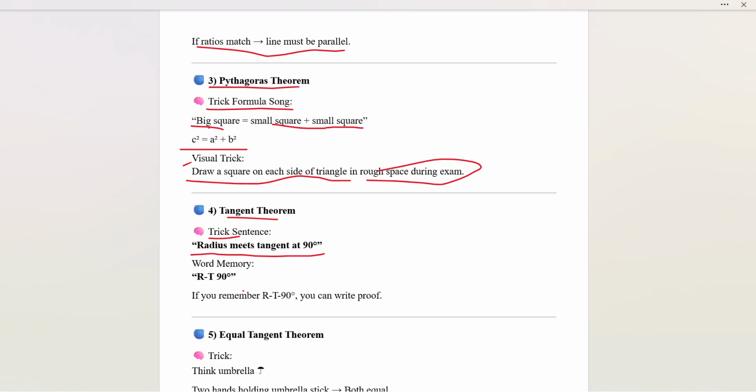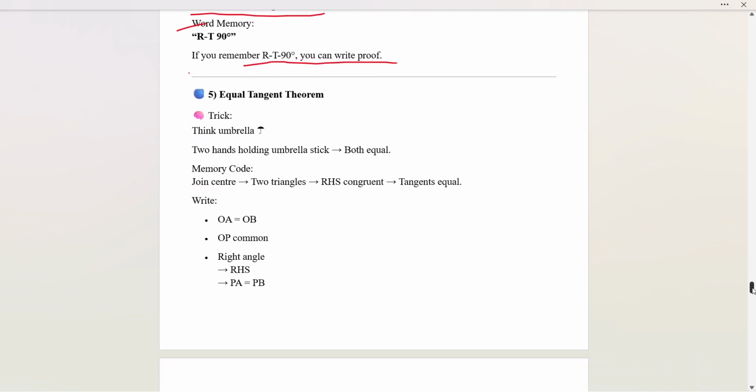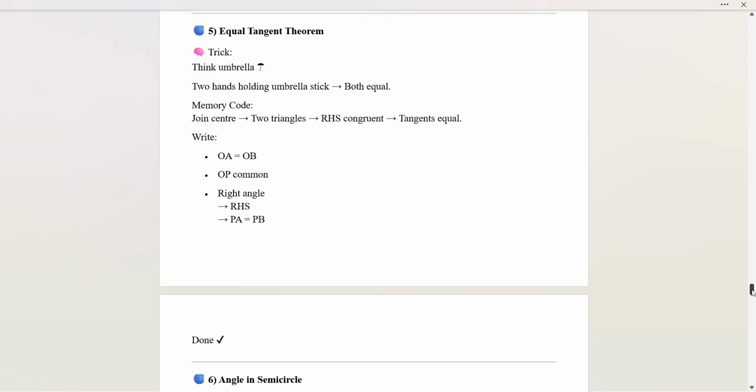So next, you can prepare that trick sentence: a radius meets tangents at 90 degree. So for word memory, it is RT 90 degree, it is a short. Okay, so for that, understand it is a tangent theorem. If you remember RT 90 degree, you can write a proof. So it is a short trick for your board exam. Prepare that RT 90 degree means the tangent theorem, and the statements for that theorem. Before I explain the above slide, you can see the video and note it down in your notebook.